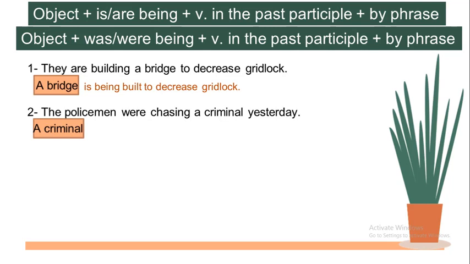Now we have to choose whether to use was being or were being. Think of it, a criminal. Is it singular or plural? Excellent, it's singular and thus we'll use was being. And the past participle of chasing is chased, by the policeman yesterday.